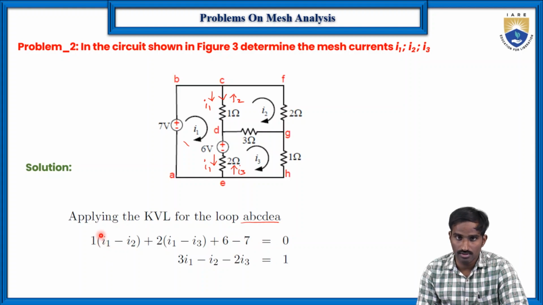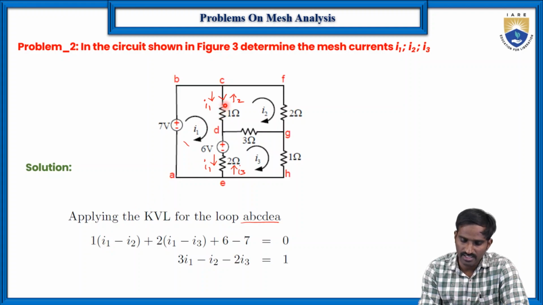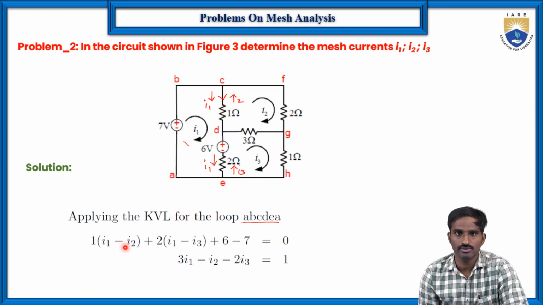Let me explain again. Here this is 1 into the current, because V is equal to I into R. The current flowing through this 1 ohm resistor, because it is between loop 1 and loop 2, is as follows: with respect to loop 1, the current I1 is flowing in this direction, and with respect to loop 2, the current is flowing in the opposite direction. So the current flowing through the branch CD, the 1 ohm resistor, is I1 minus I2. So that's why here it is 1 into I1 minus I2.